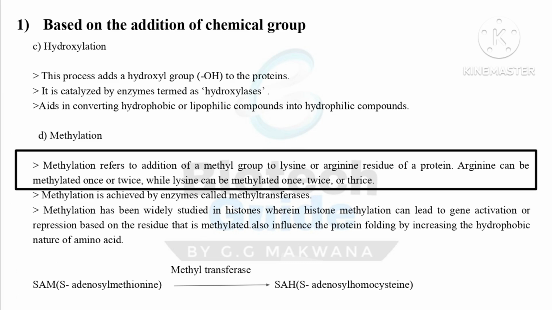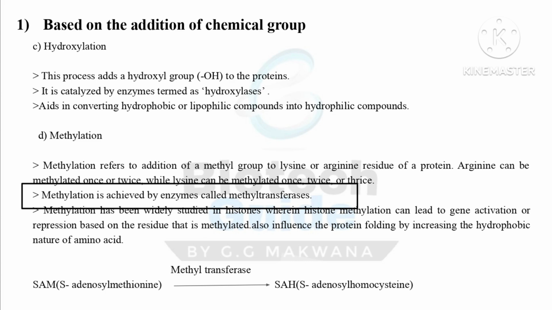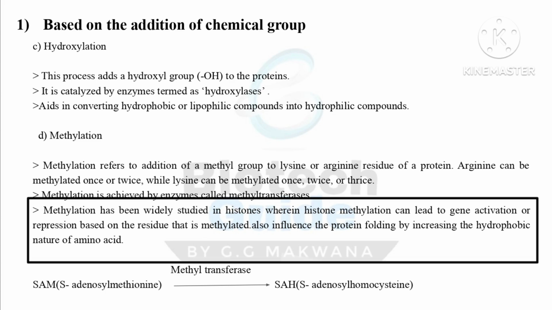So the mechanism is methylation, addition of a methyl group, in which amino acid residue: lysine or arginine residue of a protein. One important point here: arginine can be methylated once or twice, while lysine can be methylated once, twice or thrice. Then which enzyme? Methyltransferase enzyme. And application: methylation provides gene activation or repression based on the residue, and also affects folding activity. So these are some important applications performed via the methylation process.